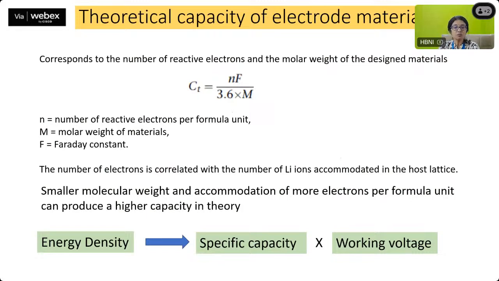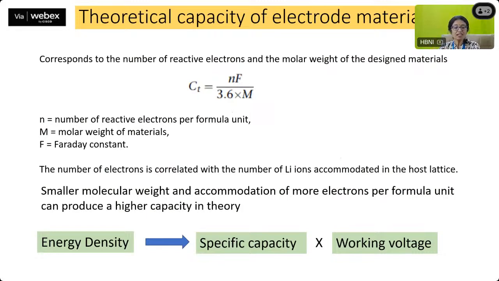So with a smaller molecular weight and accommodation of more electrons per formula unit, obviously you can see as per the equation, the capacity C is directly proportional to N and inversely proportional to the molecular weight. So if you want to increase the capacity, then you have to either increase N or decrease the molecular weight.